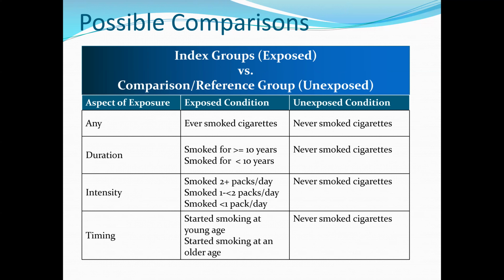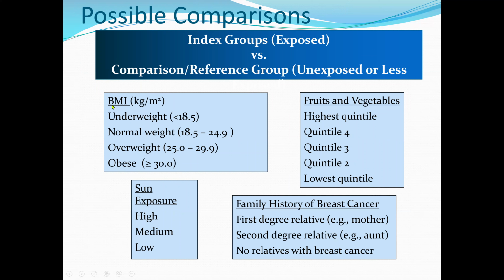Then we have another example. In this case, the BMI, which is the body mass index. We can do a comparison here by saying whether a person is underweight, normal weight, overweight or obese. In terms of fruits and vegetables, we may have the highest quintile, or 4, 3, 2, or the lowest. In terms of sun exposure, are we exposed to it? Very high, medium or low, or maybe not at all, not exposed.